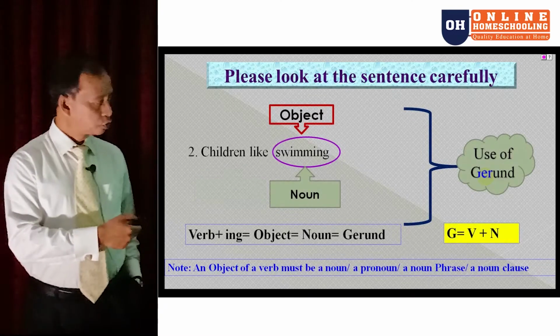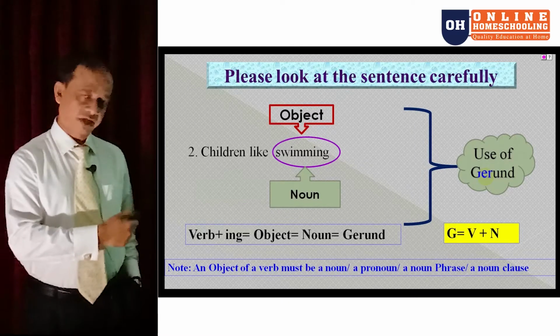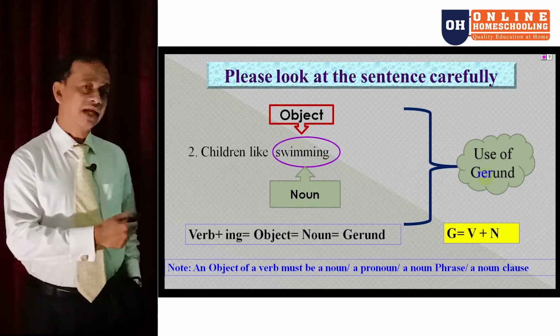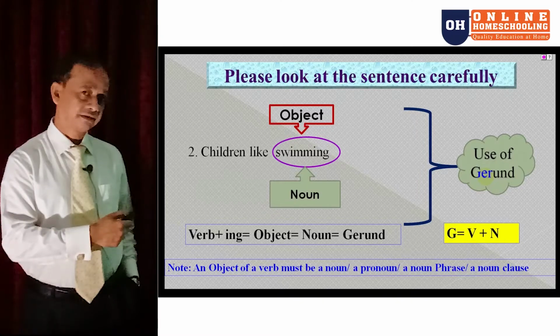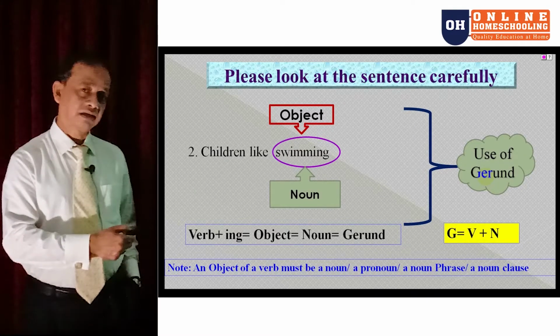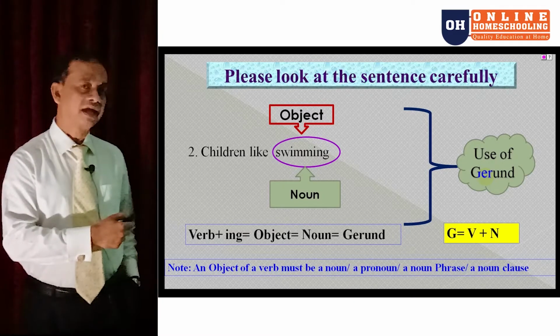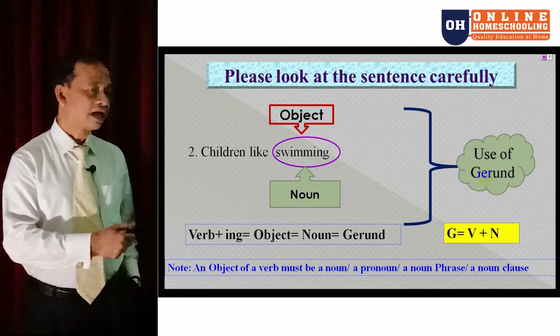Children like swimming. Look, who likes swimming? Children. What do they like? They like swimming. So subject, main verb, and then object. Look, subject, who likes? Children like. Like is the main verb. What do they like?